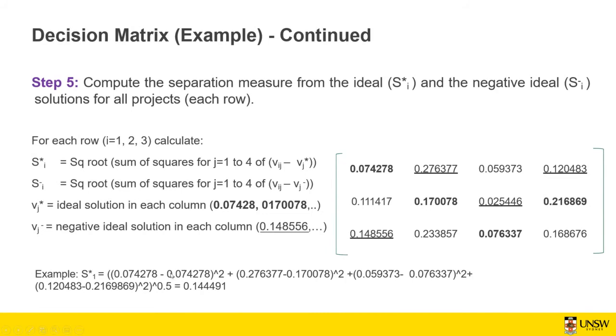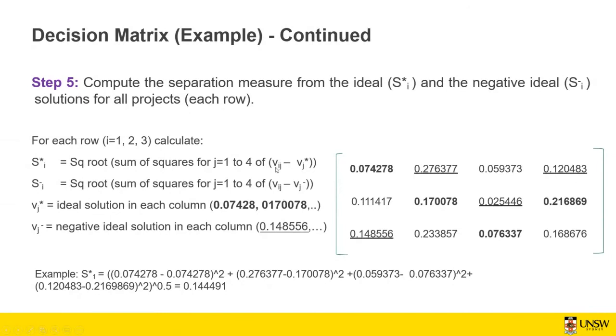So here's an example. Let's go through it one by one. This is the first value, where i is equal to 1 and j is equal to 1. So it's going to be V11. V11 is 0.074 minus V1 star. V1 star is the first value in your V star, which is 0.074, the same thing as that. So this part is going to be 0.